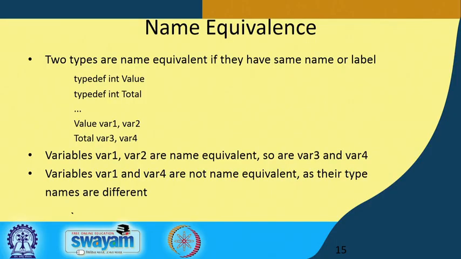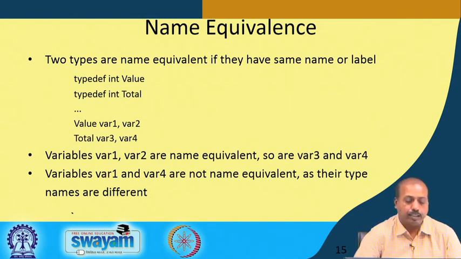Name equivalency, as I was telling, in this case we have two different types whose equivalency we want to establish. For example, typedef int value and typedef int total. Here we are defining two different types, value and total. Though both of them are of type integer, they are new types now, and they are given two new names, value and total.